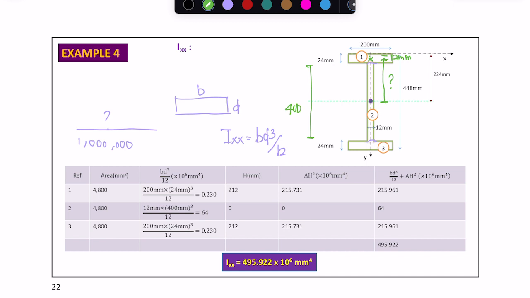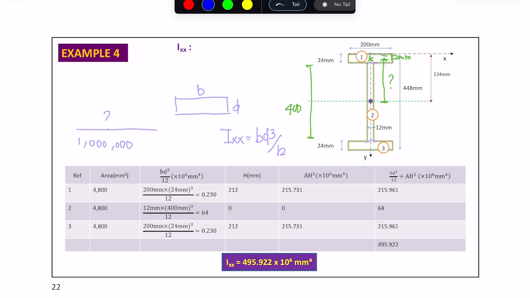Power of 3 divide with 12 and then calculate. You will get 64 million bahagi dengan million, sejuta, you will get 64 and H dia adalah kosong. Right, sebab centroid dia dekat sini untuk semua section keseluruhan ni, dan section number 2 pun centroid dia dekat point yang sama. So tak ada distance, kosong. H power of 2 kosong, then 64 is the final value for section 2.